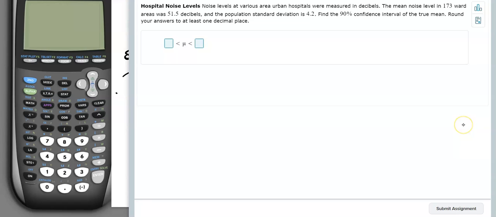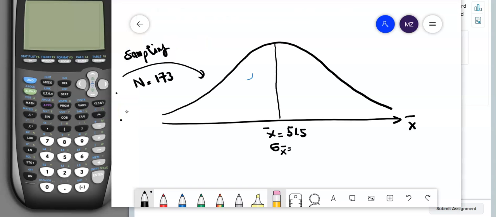The sigma X bar is whatever sigma they give you, the population standard deviation. They say population, so for the X bar you take the sigma divided by the radical N. So this is going to be 4.2 divided by the radical of 173.